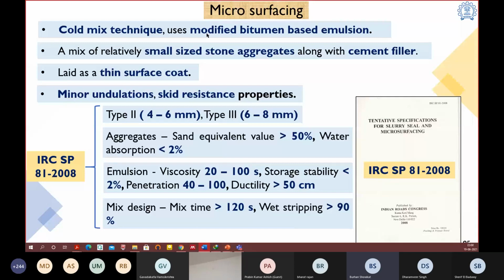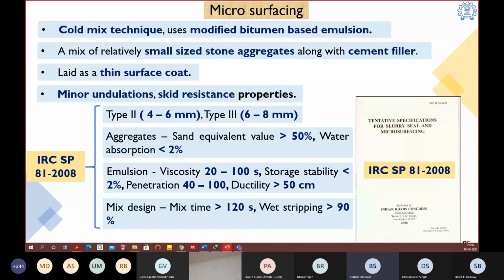As far as microsurfacing is concerned, it is a cold mix technique, and it uses modified bitumen based on emulsion. It comprises small size aggregates with cement filler, and it is laid as a thin surface coat. Finally, microsurfacing is utilized for correcting minor undulations on the pavement, and it also provides skid resistant properties to the pavement.